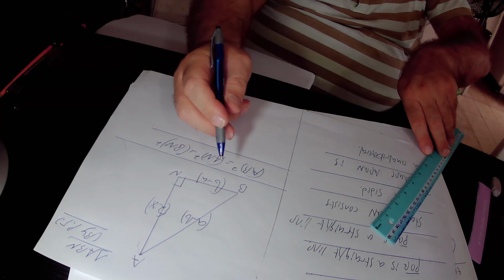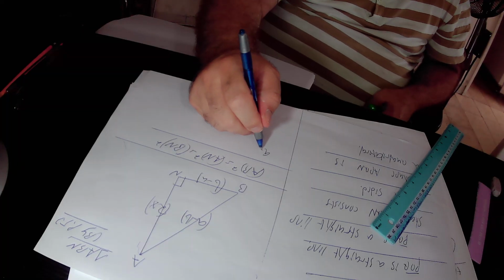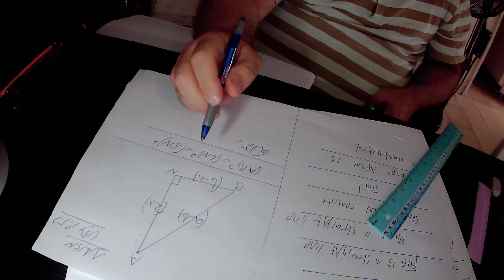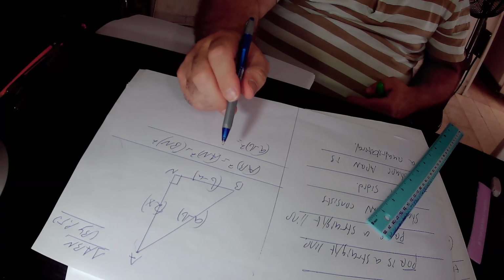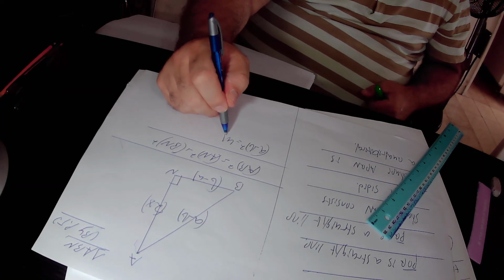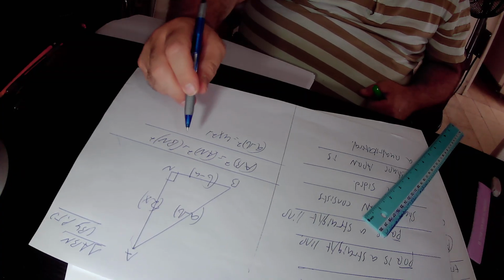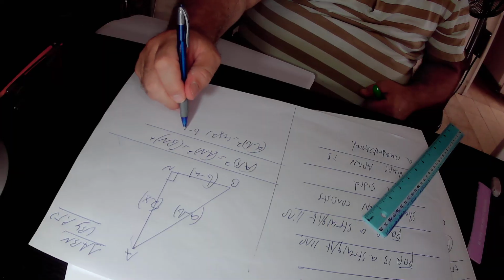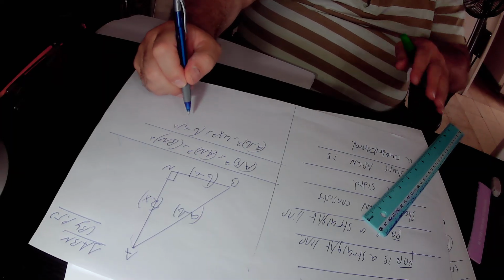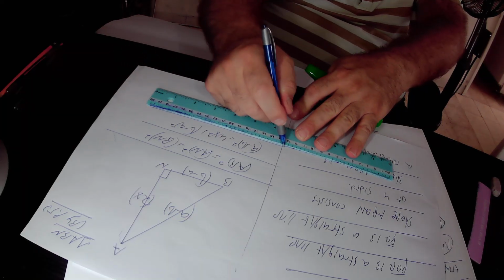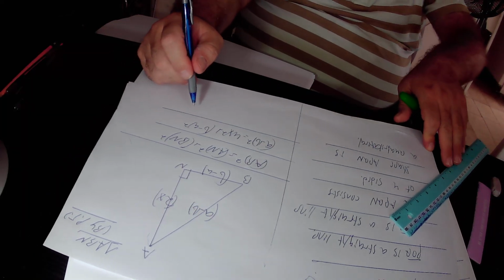AB is A plus B, therefore AB squared is (A plus B) squared, and it is equal to AN squared. AN is 2x, therefore AN squared is 4x squared, plus BN squared. BN is B minus A, therefore BN squared is (B minus A) squared. So in total, according to the Pythagoras theorem, (A plus B) squared equals 4x squared plus (B minus A) squared.